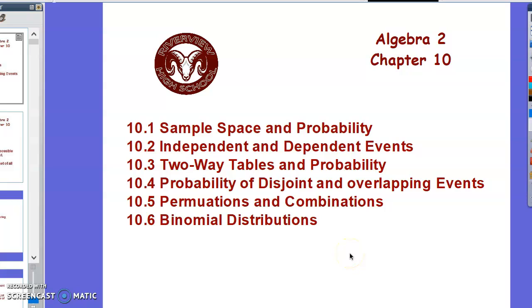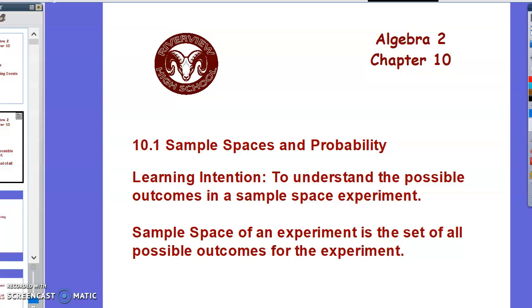Chapter 10, we are going to look at it in a condensed manner. Here are the 6 sections we will look at. In this first video, we will look at sample space and probability. If you've been watching the news, they've talked a lot about probability lately. We want to understand the possible outcomes in a sample space experiment.